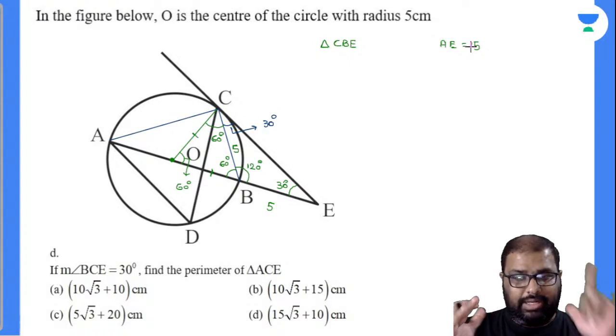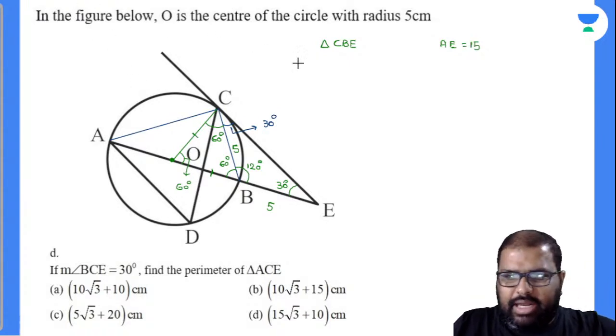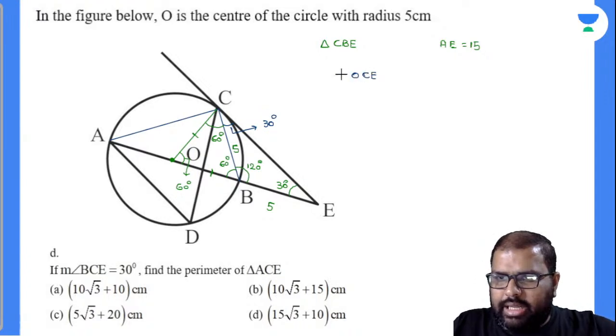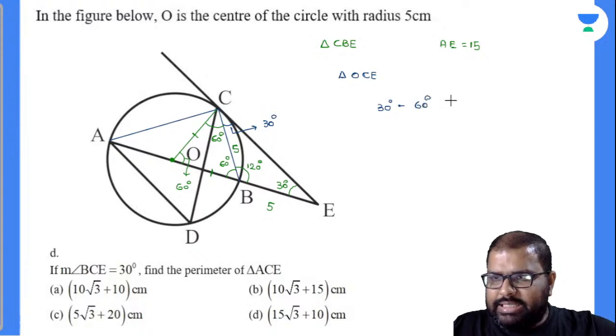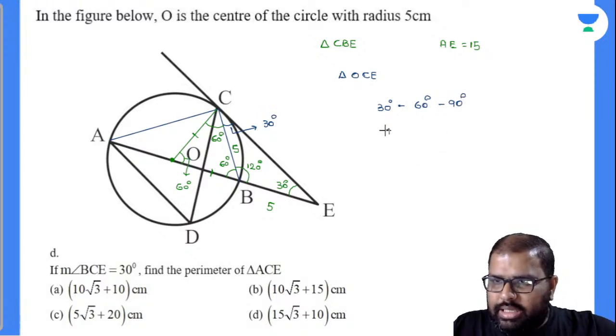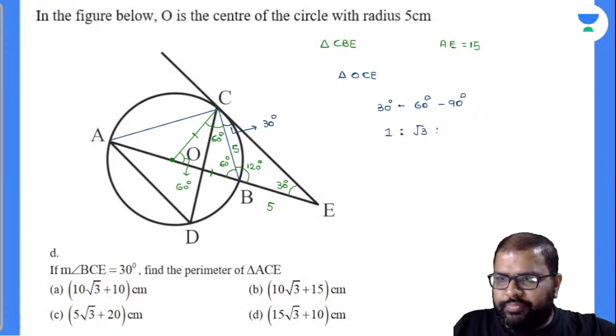Now see, I can write down this property. Observe triangle OCE. Triangle OCE is in the format of a 30, 60, 90 degrees triangle. I hope you are getting my point there. Angle C is 90. Okay, this is 30, this is 60, this is 90. So the sides will be in the ratio of 1 is to root 3 is to 2.